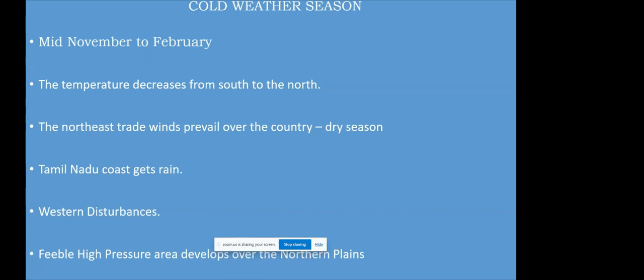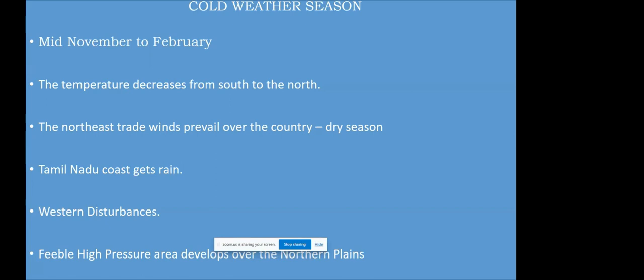Yes, sir. Another area which receives rainfall during winter is the northwestern parts of India, these areas. Can you tell me why does this area get rainfall, northwestern parts? Because of western disturbance, sir. Yes. What are actually western disturbances? The winds originated from the Mediterranean Sea. Am I correct? Yes, you are correct.